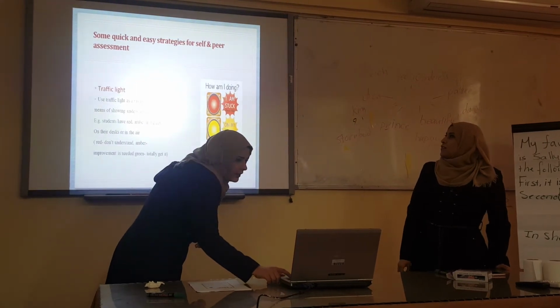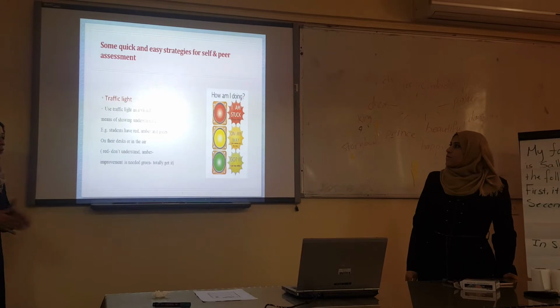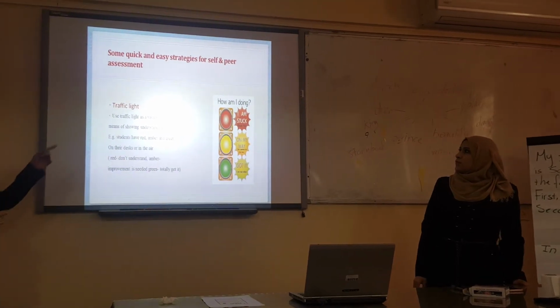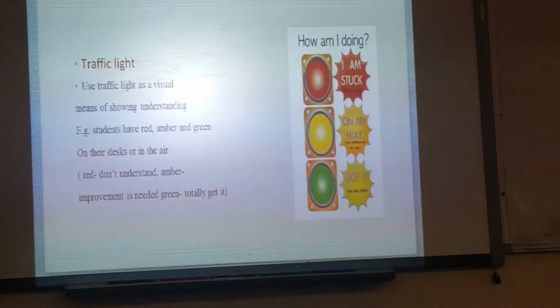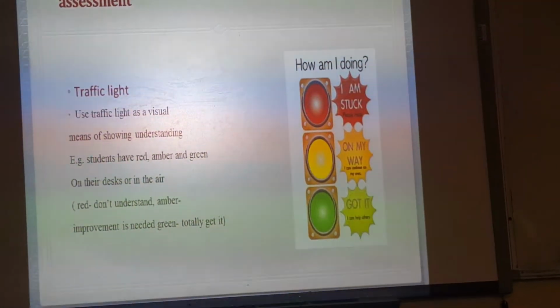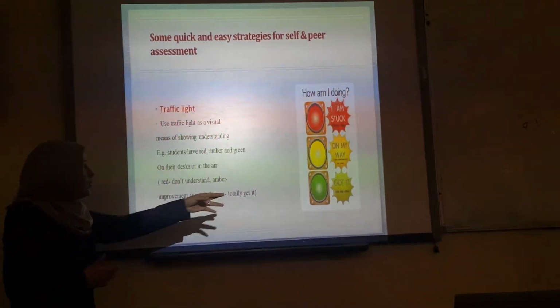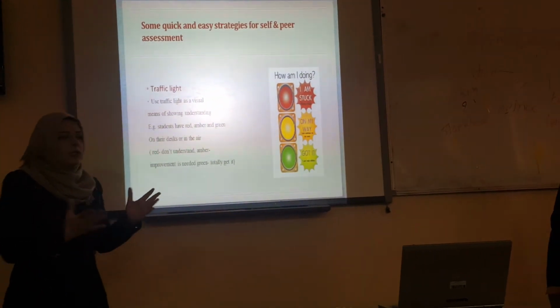The third one is traffic light, and you may be familiar with this strategy. If they raise a red light, they don't understand. If the light is amber, it means that improvement is needed, and if it's green, it means that they totally get it.